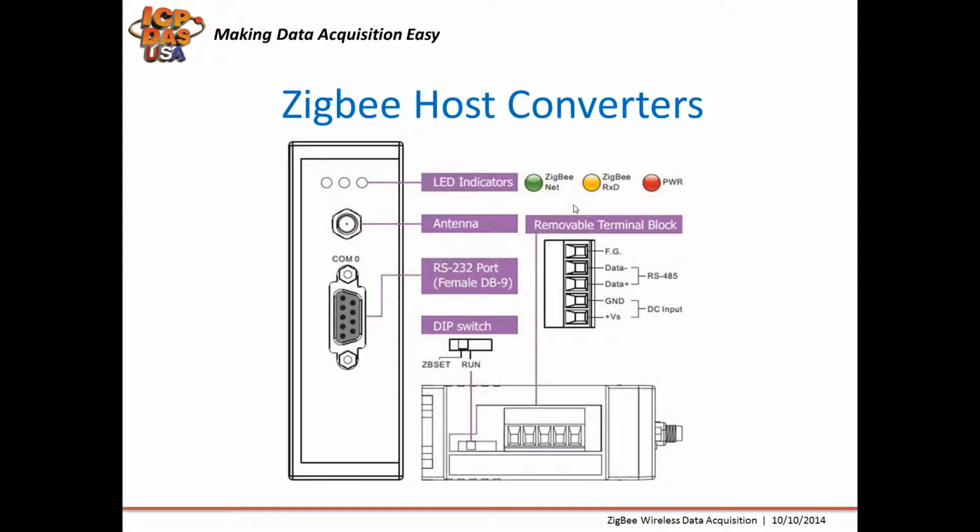You connect power and RS-485 connections through the removable terminal block. There is an RS-232 DB9 port on one side. You screw on the antenna to the SMA connector. We provide antennas that can extend the communication up to 2 kilometers or 1.2 miles.